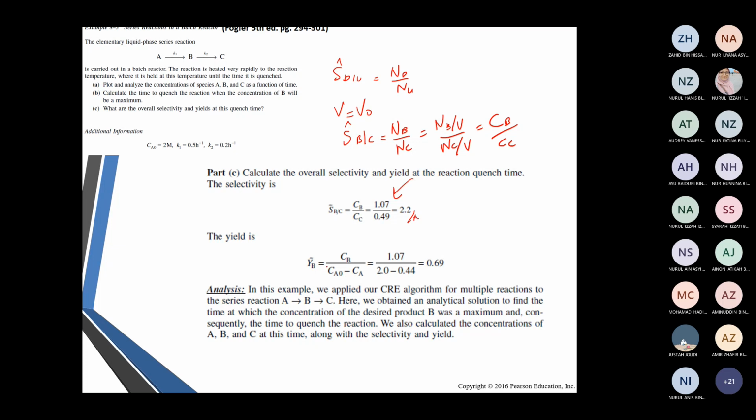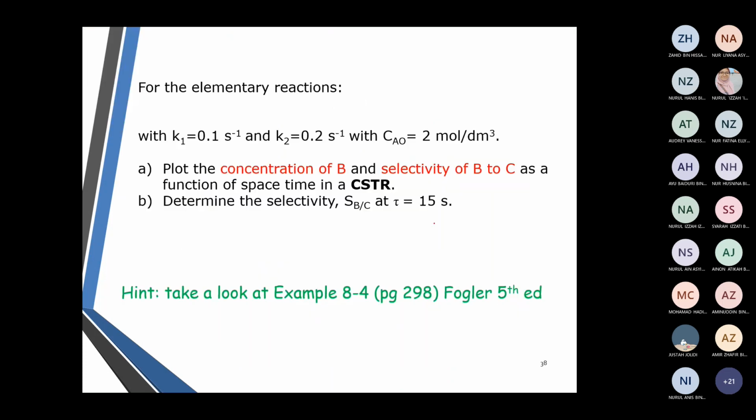And yield pun sama. Starting daripada yang tadi saya tunjuk, you bahagikan dia dengan apa nama dia, V. Okay, NB over V over NA0 over NA over V. Okay, and then VCB over CA0 minus CA. So dapatlah this value. Okay, faham ke?